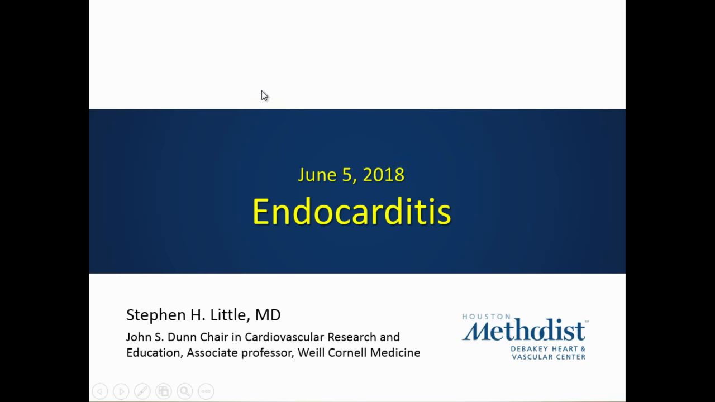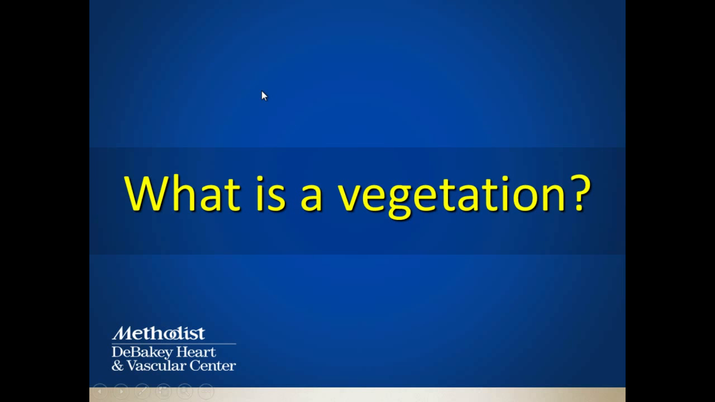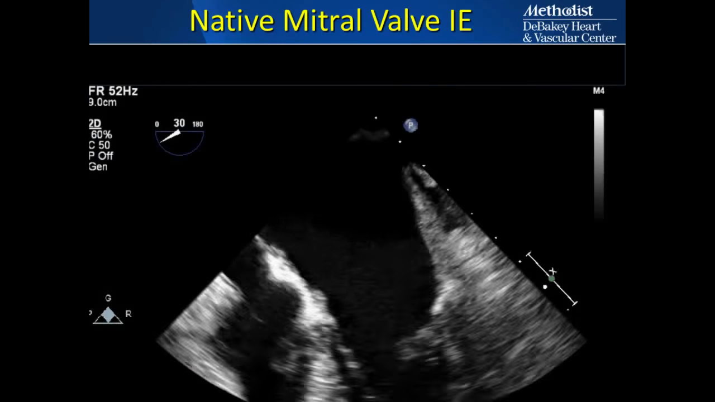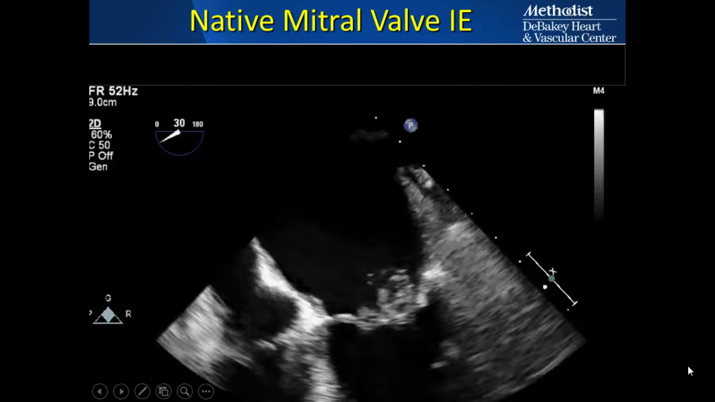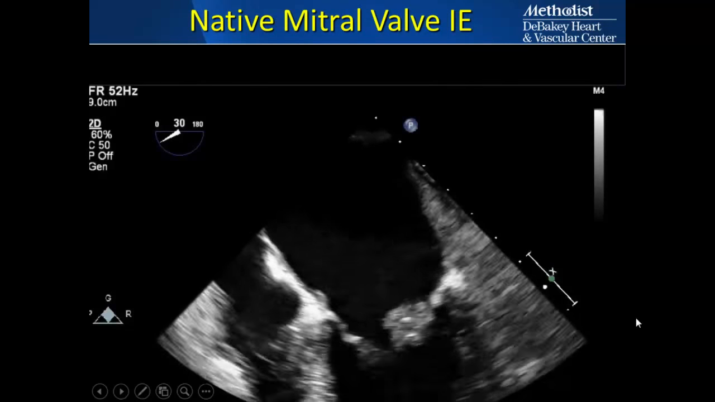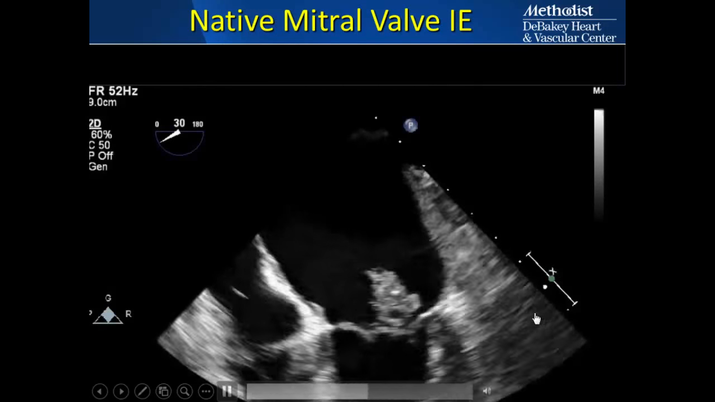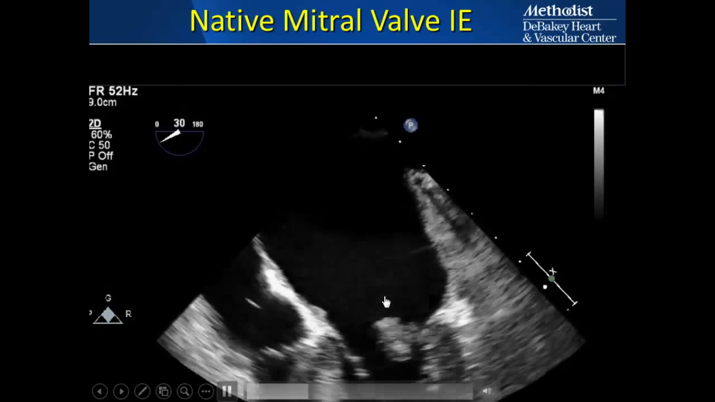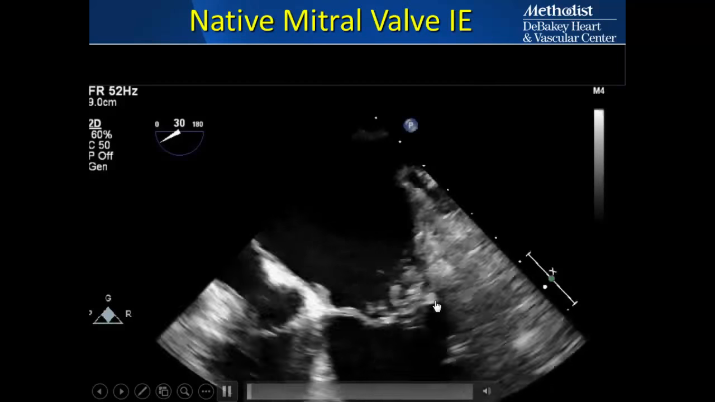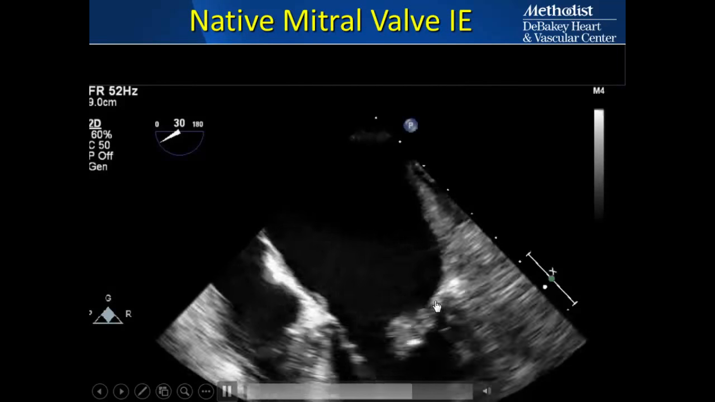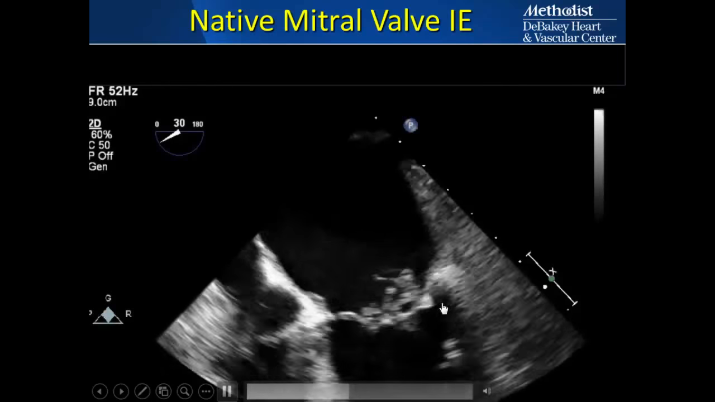All right, so let's hope these videos work. First thing to discuss endocarditis is really to understand what is a vegetation. This is the term we use a lot. And what does it mean? So what are the features of a vegetation? So this is a TEE of the mitral valve. You see this lumpy, bumpy mass here. So it has to be a mass, right? You have to visually see it on B-mode imaging.